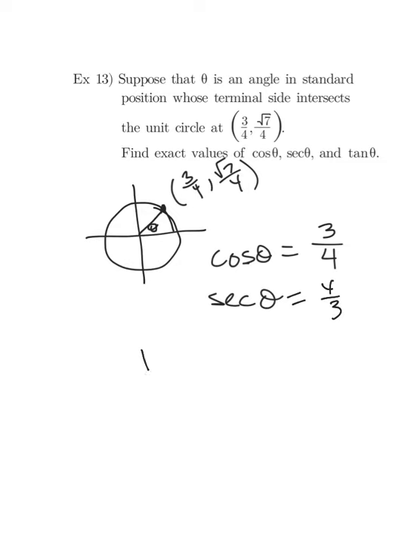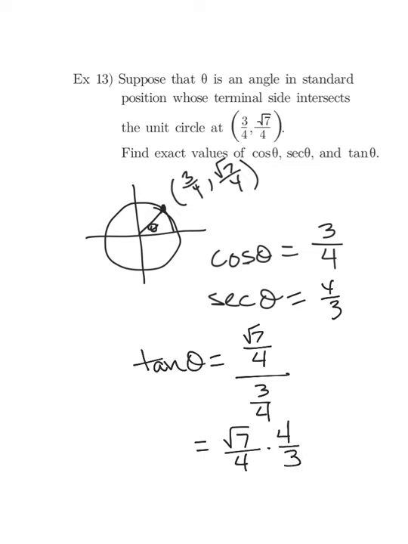Tangent's a little bit more difficult because tangent is still defined as y over x. So if we put our y value, which is the square root of 7 over 4, over our x value, which is 3/4, we now have a complex fraction. When you have a fraction divided by a fraction, you take the bottom fraction and flip it over and multiply. Well, the 4's cancel and you are left with the square root of 7 over 3.